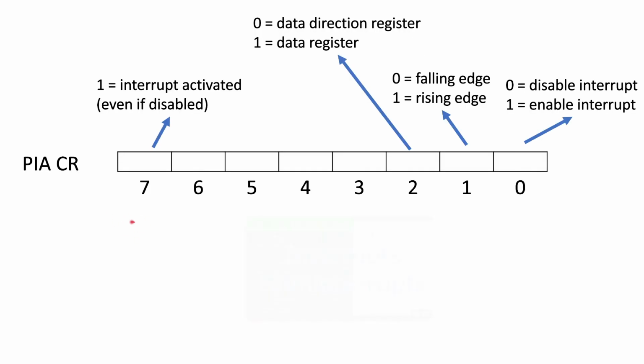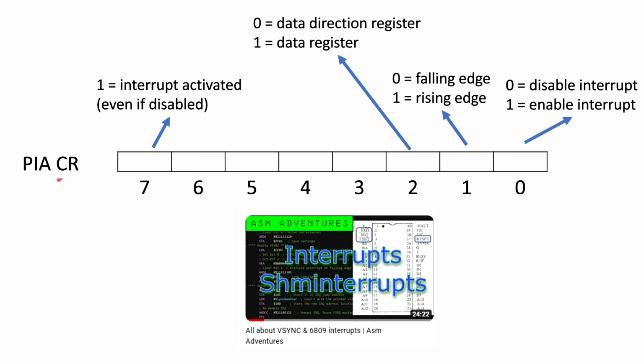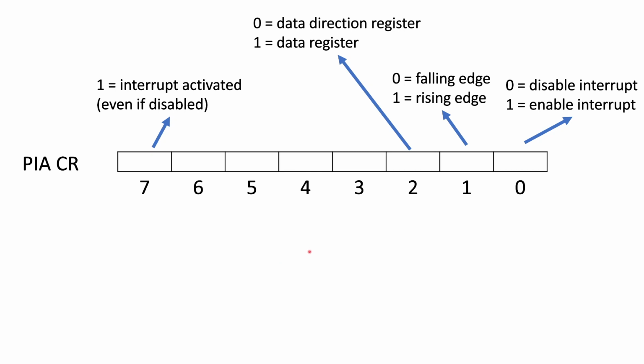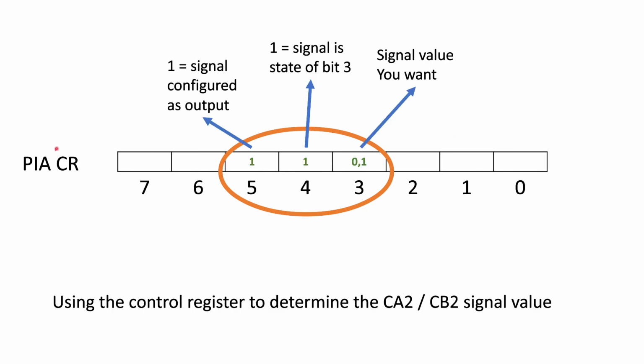So in a previous video on interrupts, I talked about one of the control registers on one of the peripheral interface adapters, so you can control the different aspects of the interrupt. I never talked about bits 3, 4, and 5, and those are the bits we're going to be concerned with today. Any given control register will be in charge of one of the signals coming out of the PIA. And bit 5, if we set it to 1, means that we're going to configure that signal as an output. This is what we want because we're going to output that signal into the selector switch.